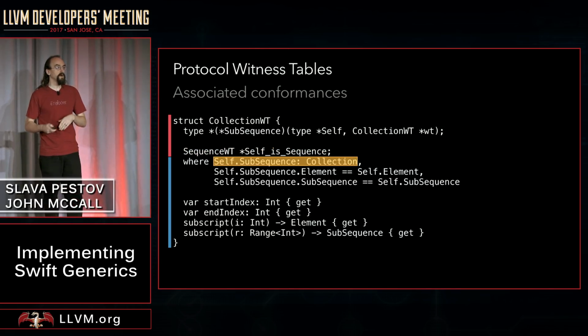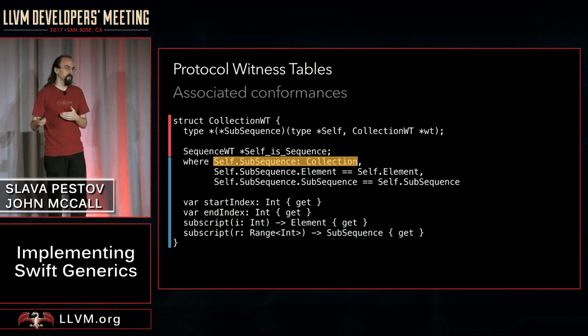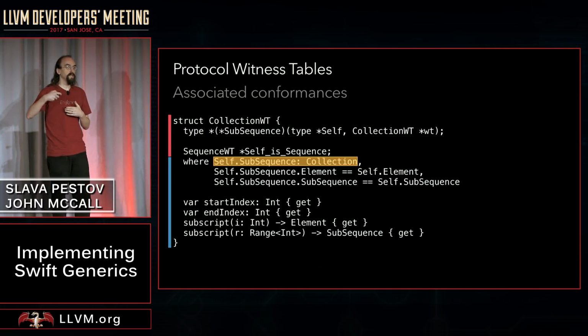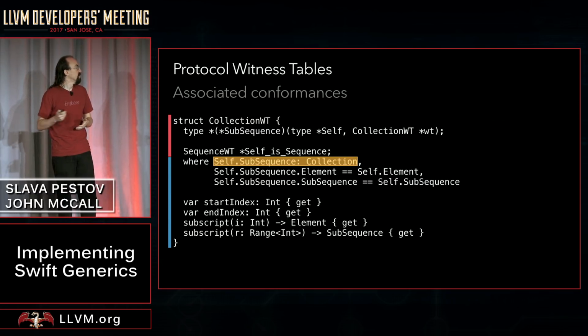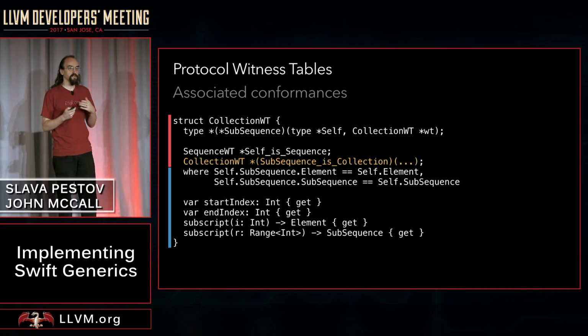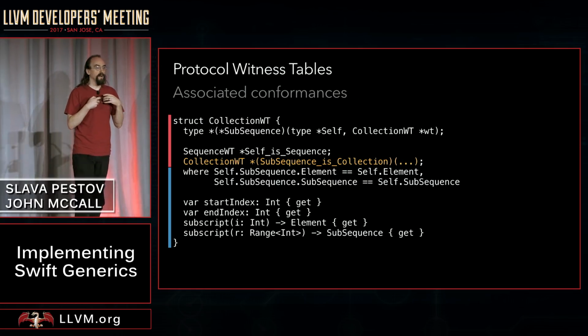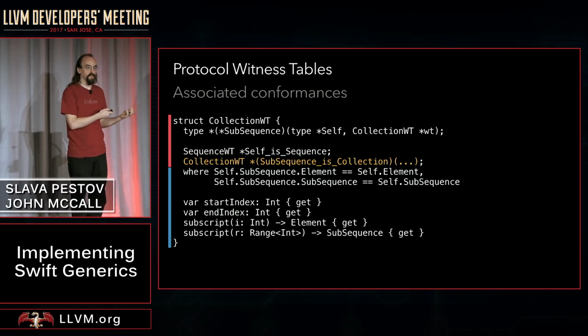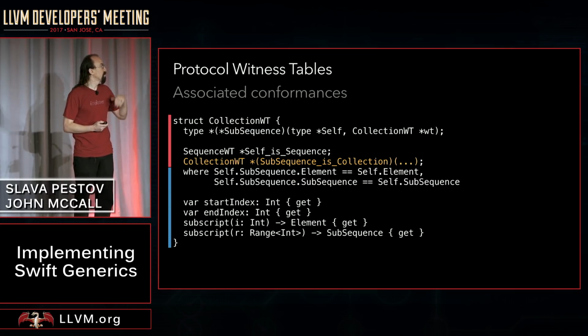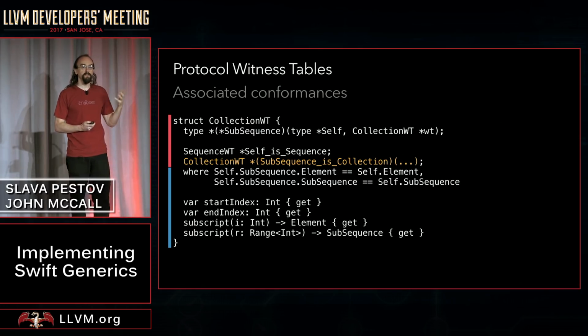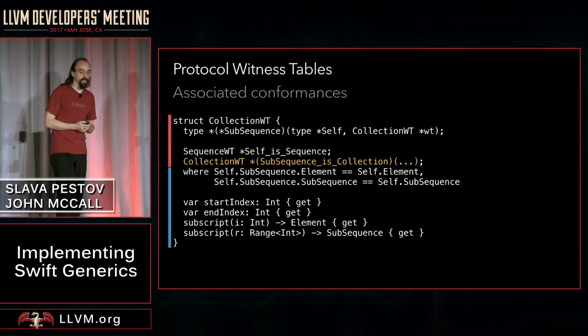But when we go back to the more general case of associated conformances, again, this could be an infinite hierarchy, and we also don't want to have to eagerly instantiate this. So much like we did with the associated type metadata, we're going to store the associated conformance's protocol witness table. We're going to access it using an accessor function, a function pointer that we store in the protocol witness table. And for both of these cases, we pass the witness table for the Collection into here so that we can use it to cache this information if we need to.